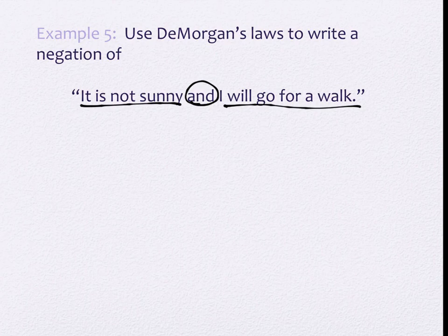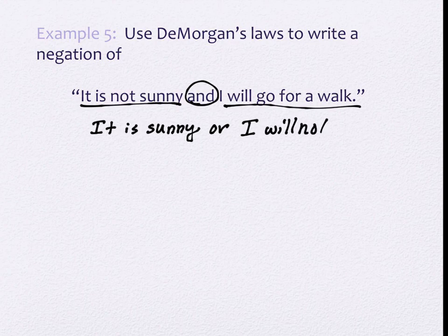So we're going to take the first piece and we're going to negate it. So what is the negation of it is not sunny? It is sunny. So don't overthink this. It is sunny. We're going to negate the and, it will become or. And what's the negation of I will go for a walk? Yeah, I will not go for a walk.